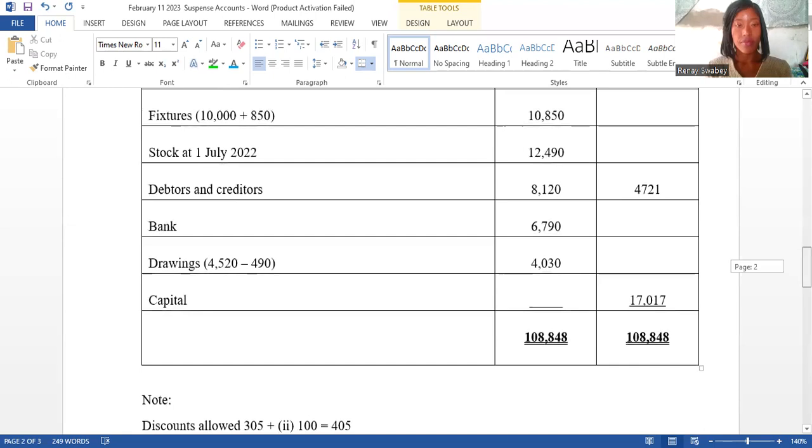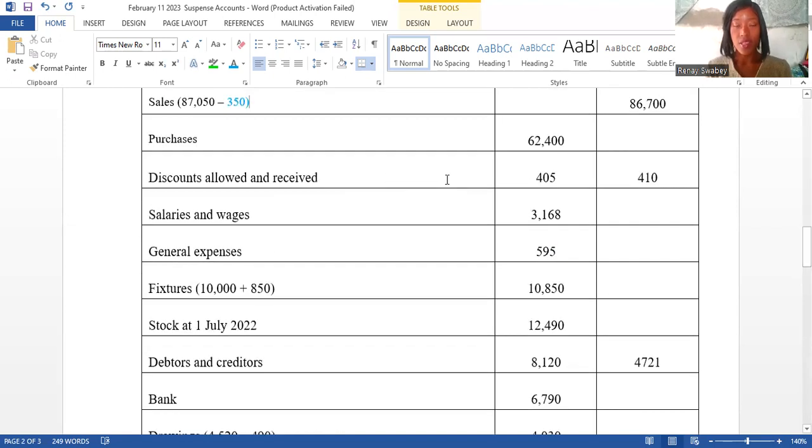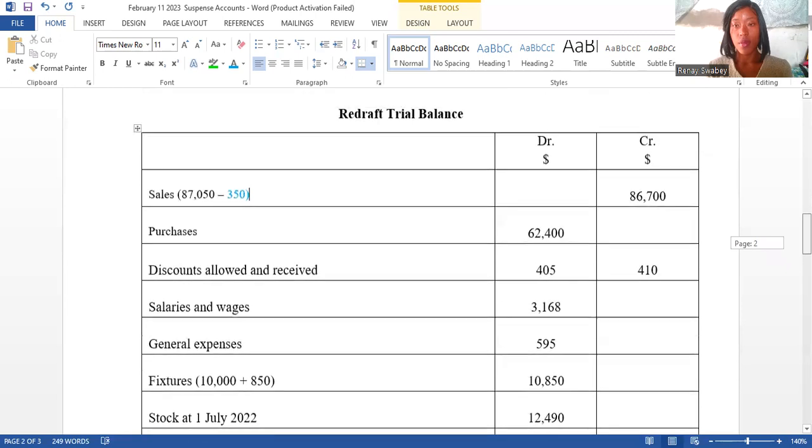Let's see. So we're going to have to see, firstly, how we would have gotten this $405. See, discounts allowed and received. There's a little note there that says, in order to get the $405, we scroll up. Let me scroll up.